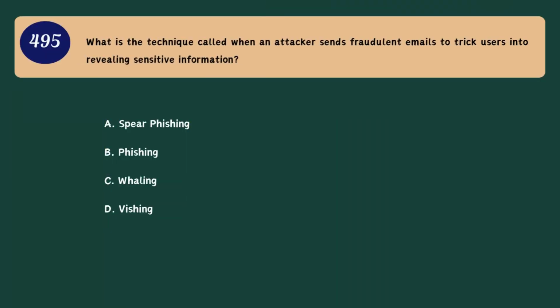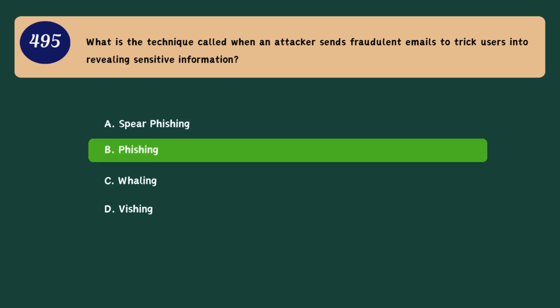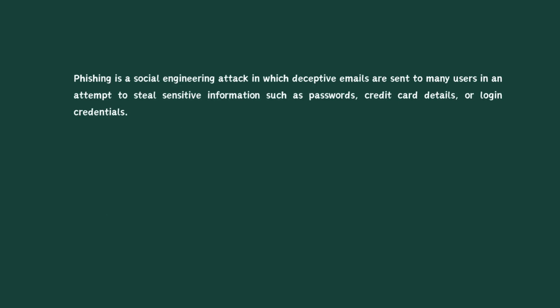Question 495. What is the technique called when an attacker sends fraudulent emails to trick users into revealing sensitive information? A. Spear phishing. B. Phishing. C. Whaling. D. Vishing. Correct answer. B. Phishing. Phishing is a social engineering attack in which deceptive emails are sent to many users in an attempt to steal sensitive information such as passwords, credit card details, or login credentials.